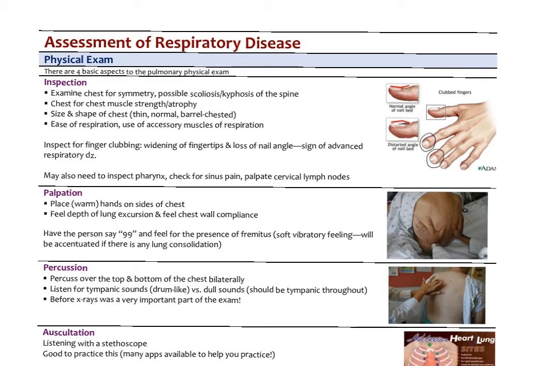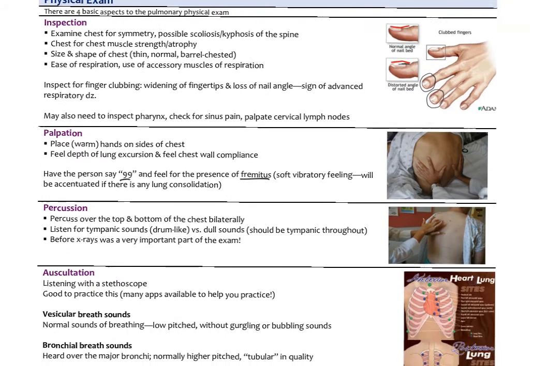So you can have the person say 99. This was first developed by a German physician, and he used the German word for 99, but a lot of people don't say that, so we just say 99 here in the US. And you feel for the presence of what's called fremitus, which is a soft vibratory feeling. If you put your hand over the back, over portions of the lung, and they have pneumonia consolidation in those areas, you have them say 99, and you'll feel a vibration on the skin. So that's called tactile fremitus. That's one little test we look for.